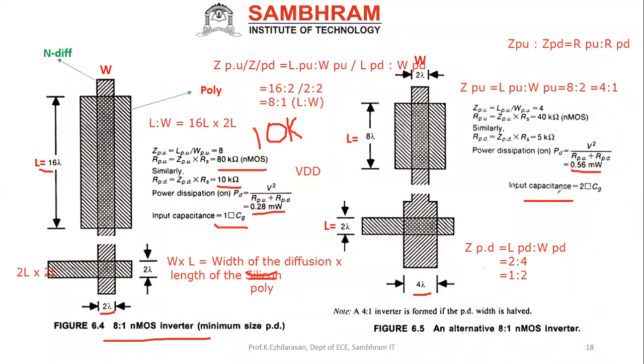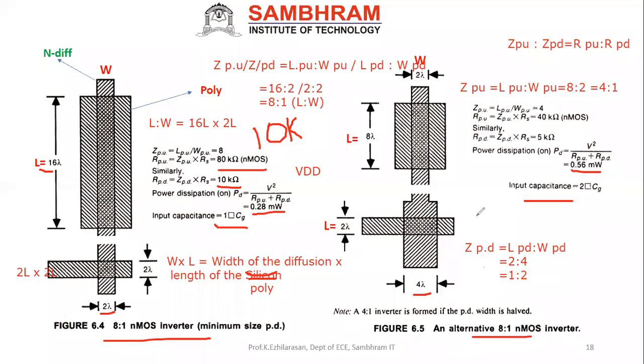Now, for example, if you want to get a 4:1 inverter, even this is nothing but an 8:1 inverter. Even this is also an 8:1 inverter. I hope you know how I got 8:1: it is simply 8 by 2 as the length, divided by 2 by 4. If you do that, we get 8:1.